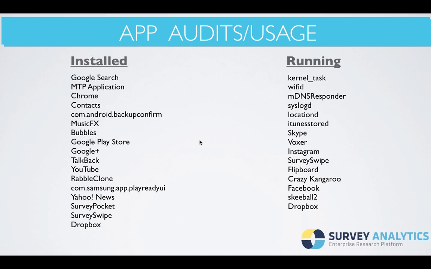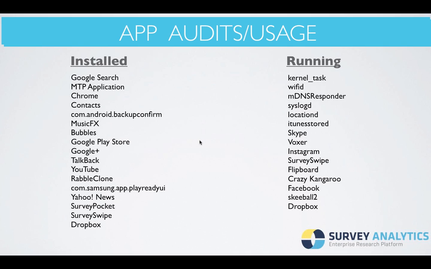I think one of the more interesting forms of data that we can collect is actually the app audit, the app usage. Now, here I'm showing two different systems. On the left-hand side is a column showing some, not all, of the applications that we can see installed on an Android phone. And as you can see, there's Google+, the Survey Pocket, our application, again, Survey Swipe, our application, because this is actually off one of our employees' smartphones.